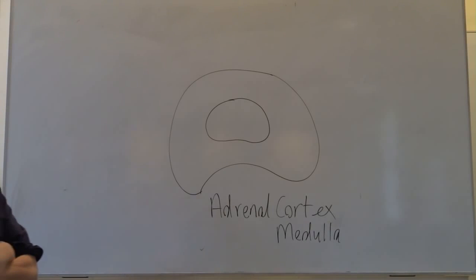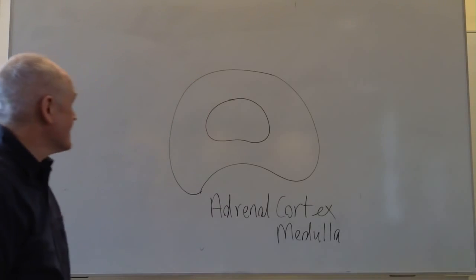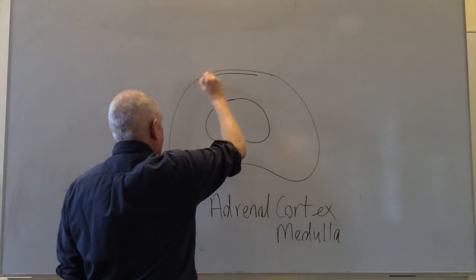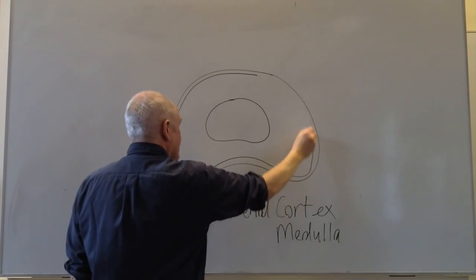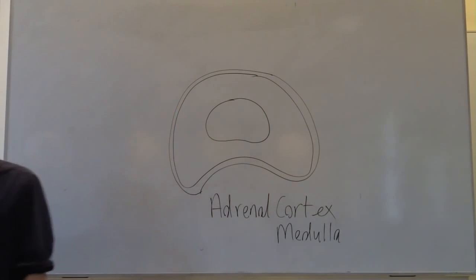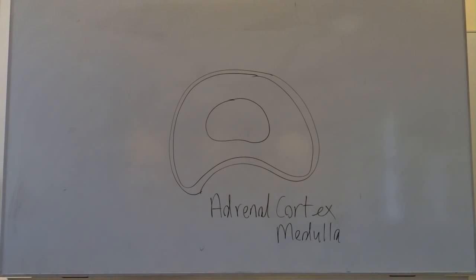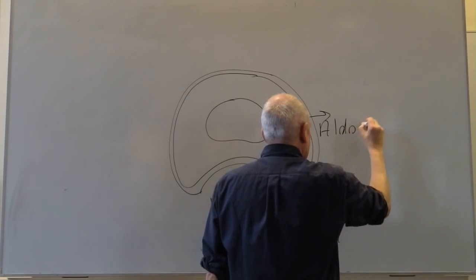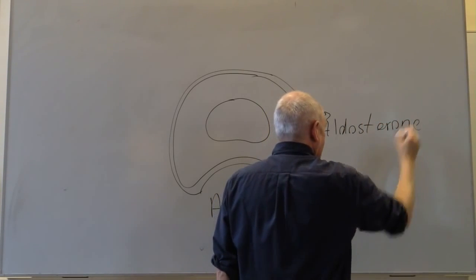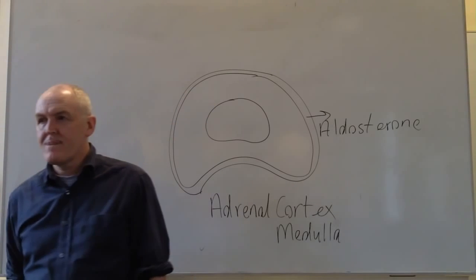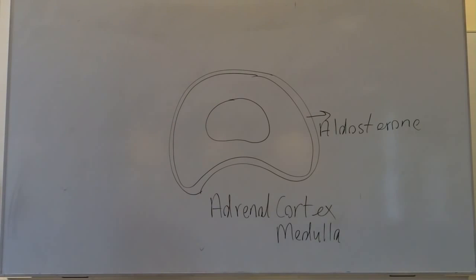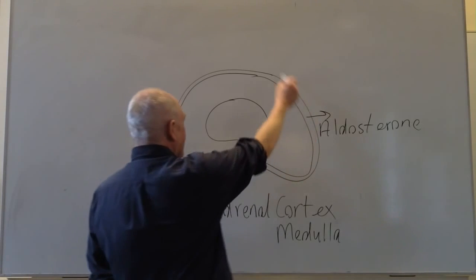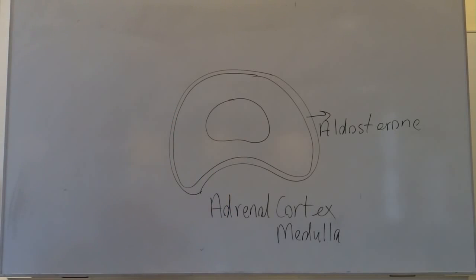Now the cortex itself is in different layers. So there's a layer around the outside of the cortex here, on the very outside of the cortex. And that produces a substance called aldosterone. So aldosterone is produced in the outer part of the adrenal cortex.